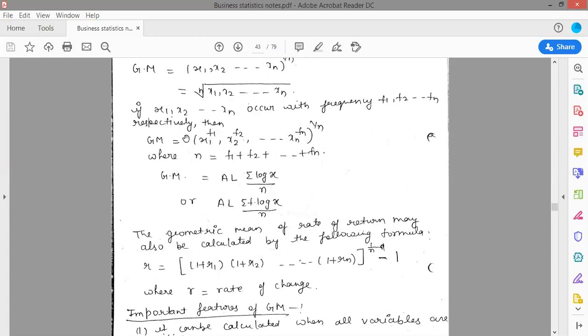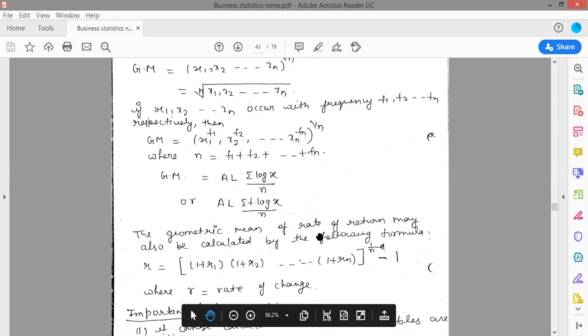So there is another formula. If frequency is given, then we will use this formula. If frequency is not given, then we will use the direct formula. Now where n is equal to summation f, and summation f is f1 plus f2 plus and so on fn. So this is your geometric mean formula. There are two formulas. The first one is this one, and the second one is this one.